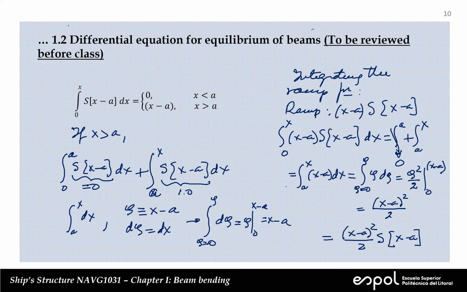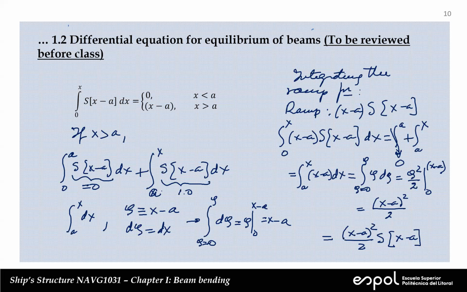Question for you. What would you obtain if you integrate this one more time? Because in the next subchapter, we have to integrate this one more time. Anybody? That result should be x minus a to the third over 6, multiplied by step function x minus a. Exactly. That's what you're going to obtain. And we need that integral. In a minute, you will see.